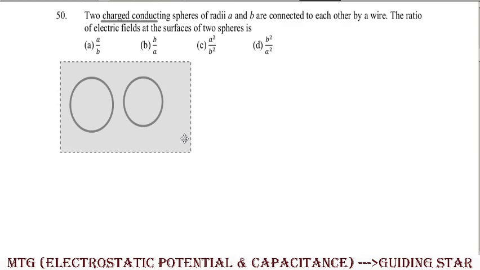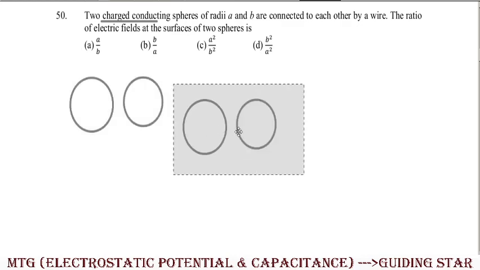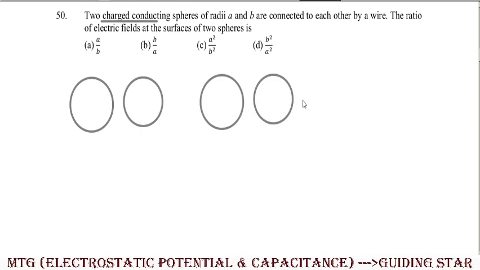Radii are given, so let me take a copy of this figure, it will be helpful later. In this particular case, suppose the radius of this sphere is A and the radius of this particular sphere is B. Clear? Initially suppose they are charged with some charges Q1 and Q2. Clear? Okay, so what it is said: two charged spheres are connected to each other by a wire.